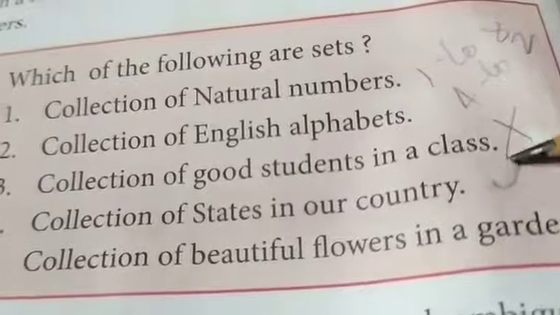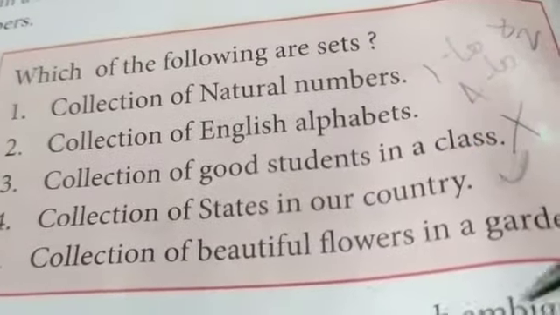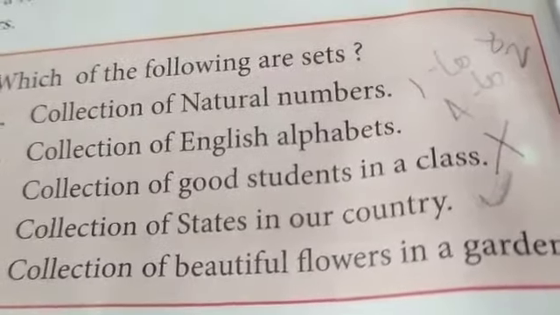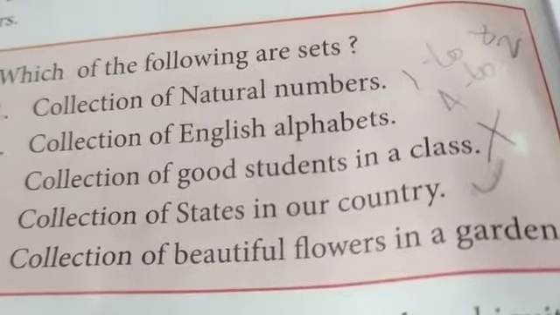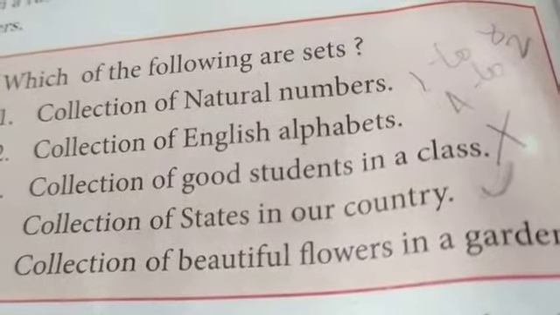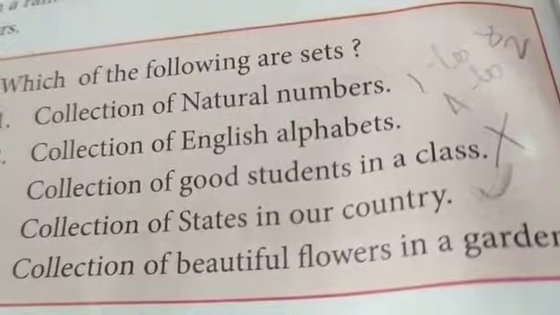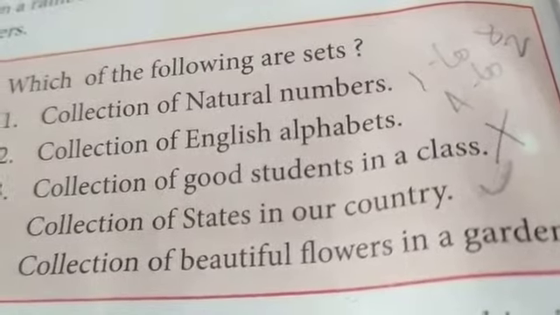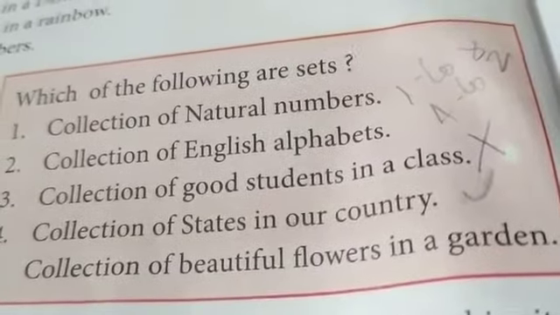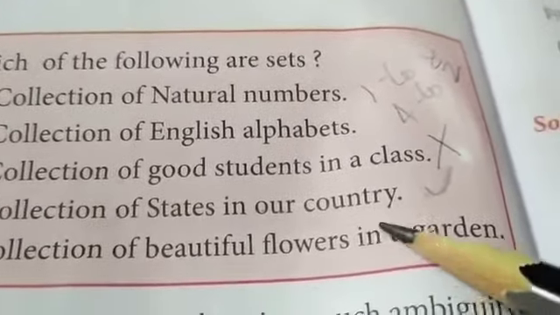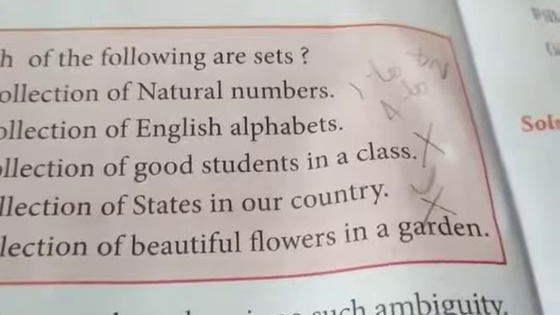The fifth one is the collection of beautiful flowers in a garden. I like jasmine, but some other person can like rose, and he or she says that rose is the beautiful flower and I say jasmine is the beautiful flower. There is no beautiful flower accepted by the whole citizens of the world. So this is not a commonly acceptable thing, and it will not be considered as a set. So our fifth one also is not a set.